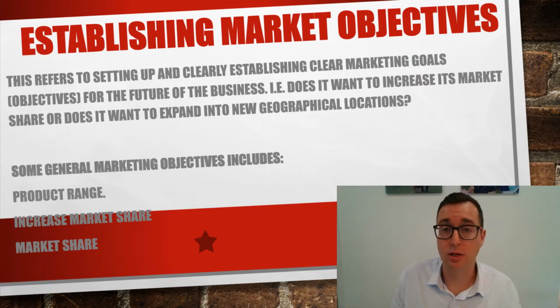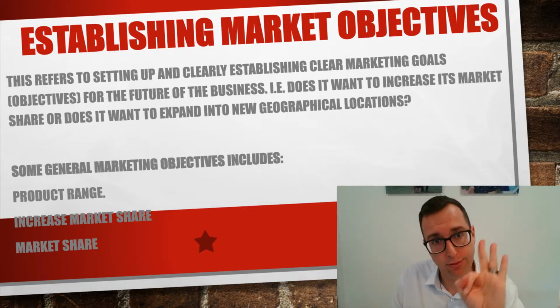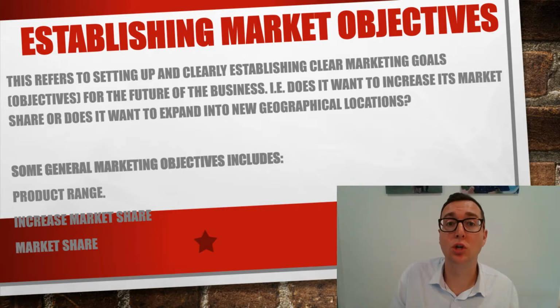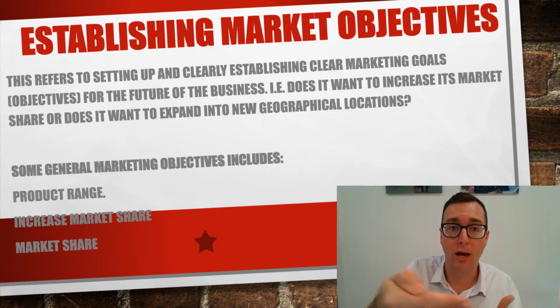It saturated the Australian market. That third main marketing objective is to expand the product range. This refers to the extension of a business product range with a number of different types of products.